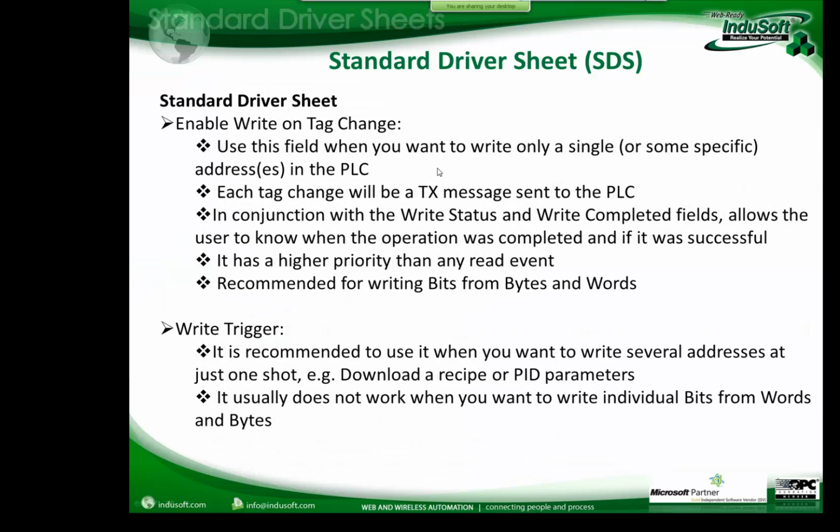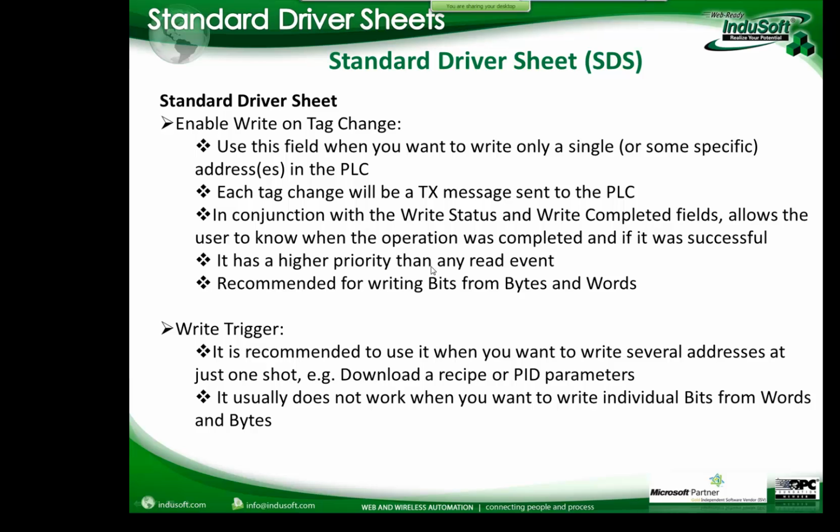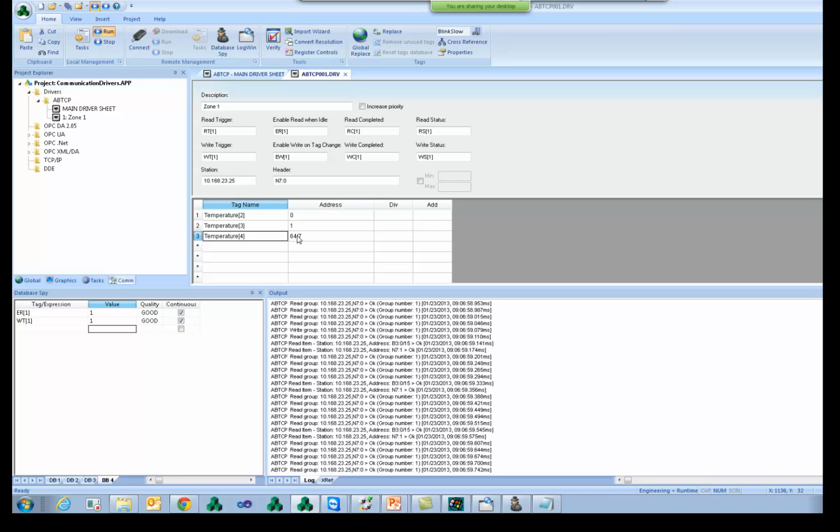All right. So for the write fields, we have 2 fields to decide when to write: a trigger and enable write on tag change. The main difference is the write trigger: whenever this tag here changes, I'm gonna write the entire worksheet. This is pretty good when you need to write several things in just one shot, as for example recipes. Okay, it has a higher priority than any read event, you know. That's the second one. But one important thing is that usually that doesn't work when you have specific bits. It works with Allen Bradley, but not with all the drivers.